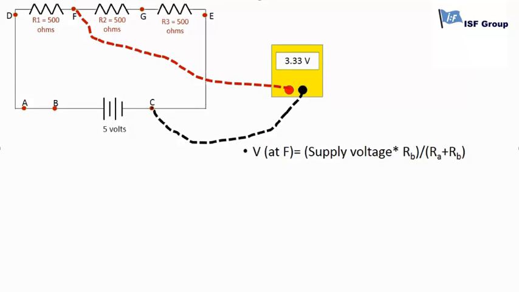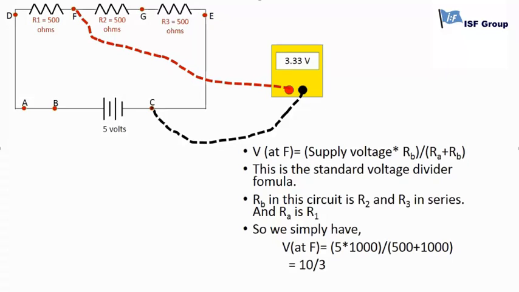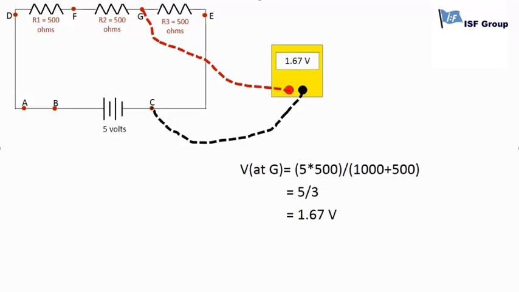Voltage at F can be given by the simple formula, which is the formula for voltage divider: supply voltage times RB divided by RA plus RB. Here RB in the circuit is R2 and R3 in series and RA is R1. So we simply have 3.33 volts. Similarly, voltage at point G is 1.67 volts.